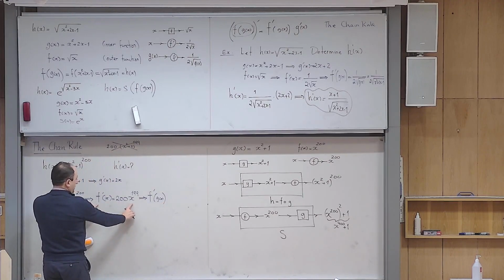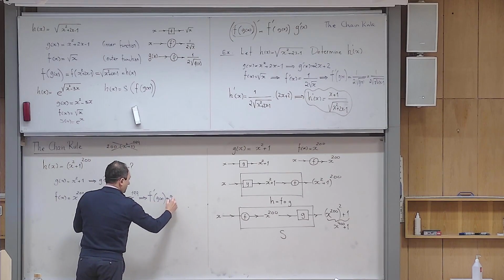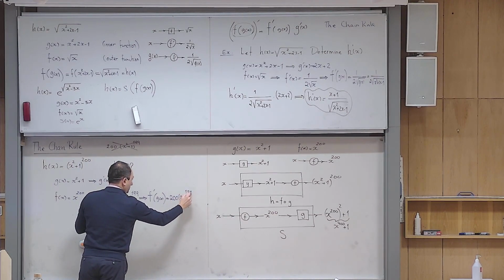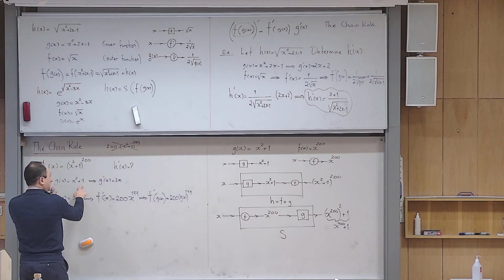This is also a machine. It takes x from you, raises it to the power of 199, multiplied by 200. You have the same machine involved, but this time you are sending g of x into it. So what is the answer? It becomes 200 g of x to the power of 199. Yes. But we do not write g of x because we already know what g of x is.